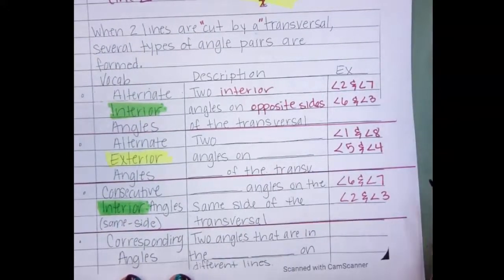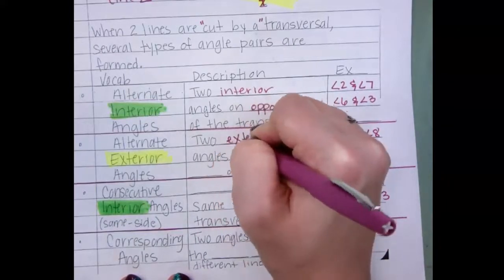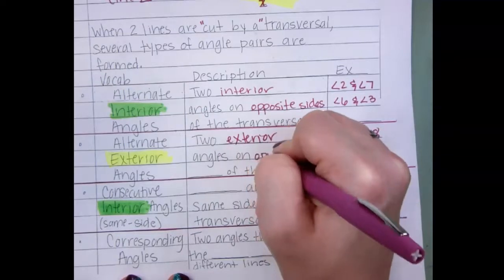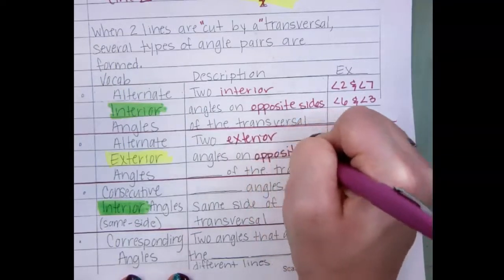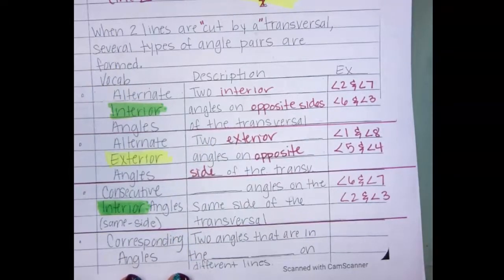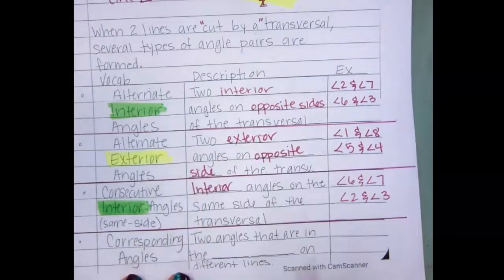Let's go fill in our descriptions. Alternate exterior. 2 exterior angles on the opposite side of the transversal. I said all the words, I shouldn't write them down. My bad. And this one is interior. Angles on the same side of the transversal.